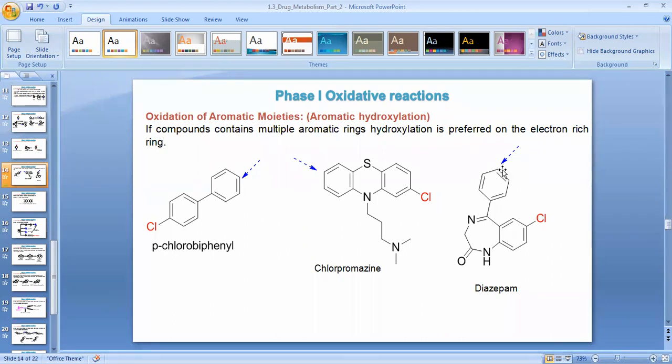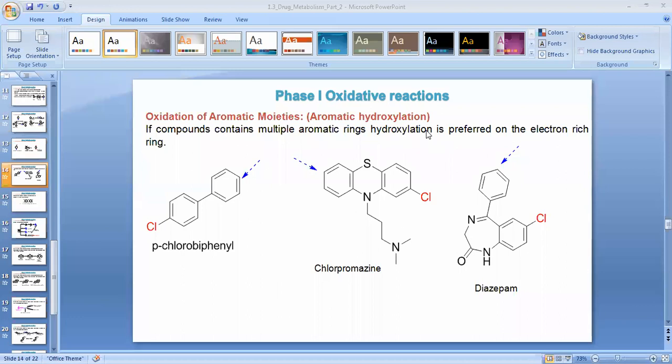So which ring is preferred for aromatic hydroxylation? Obviously, this ring goes for metabolism on a priority basis. For what type of reaction? Aromatic hydroxylation reaction. This ring first of all goes for metabolism as compared to the other ring, for what type of reaction? Aromatic hydroxylation reaction.